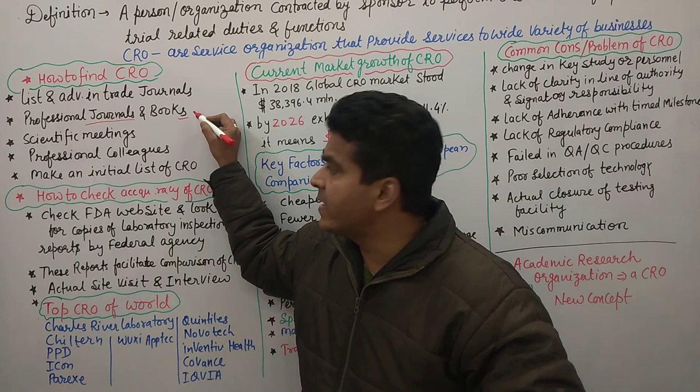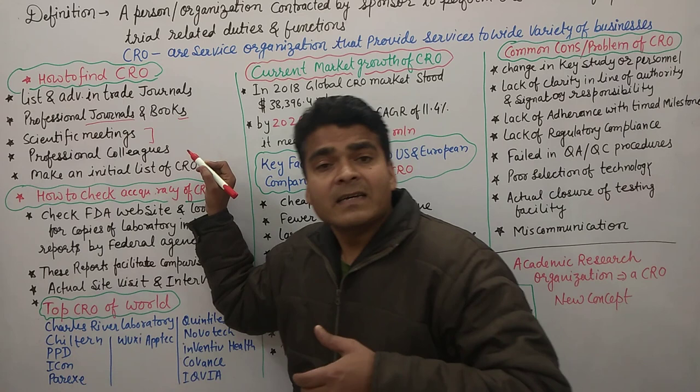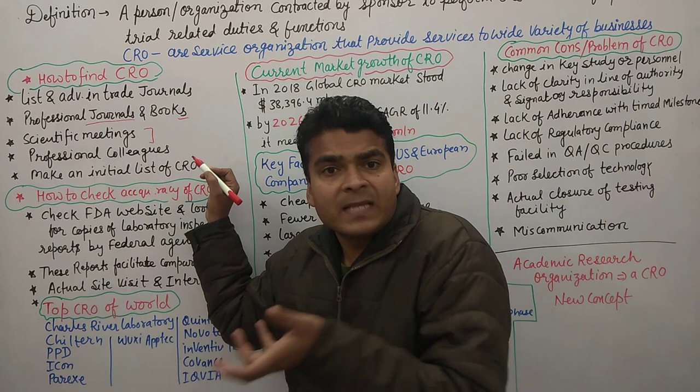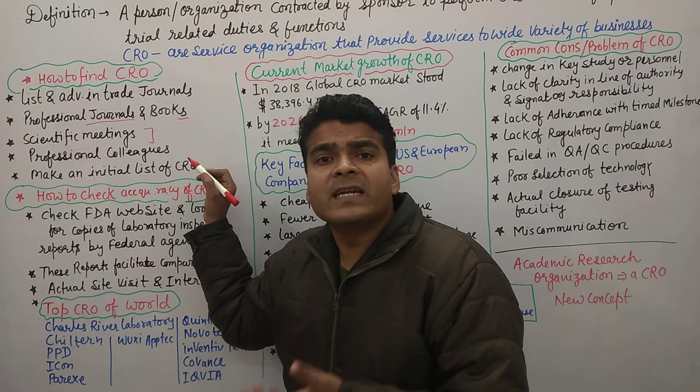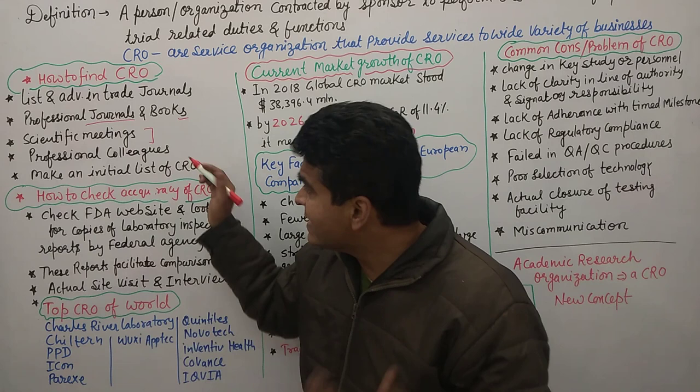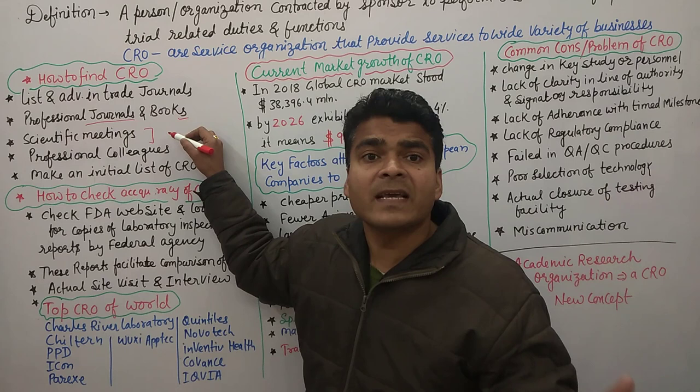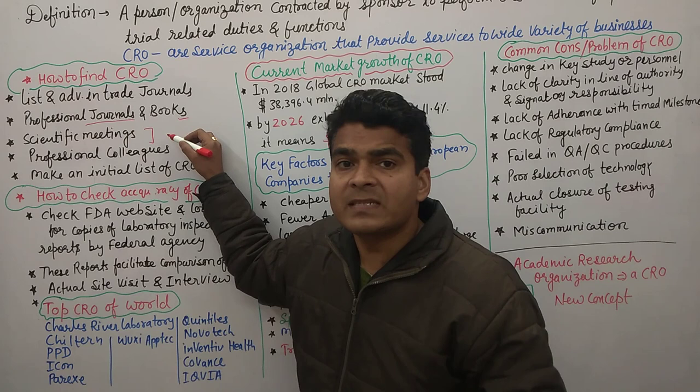Then further, scientific meetings are one of the important ones. There are various meetings, like the American Pharmaceutical Society (APS) having a meeting, the Neurological Society having a meeting, and the Bioanalytical Society having a meeting. These are worldwide scientific meetings as well as country-wise meetings. In these meetings the CROs put up their stalls, so companies can meet those CROs at the stalls and get information about them.